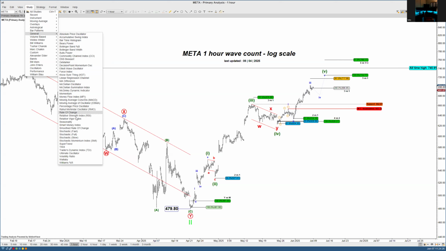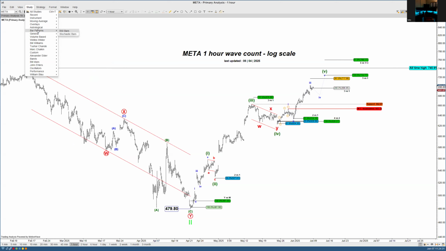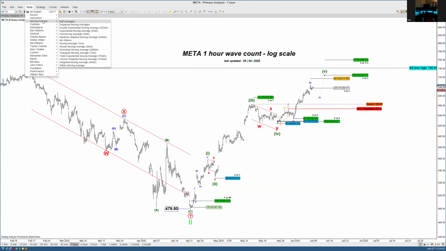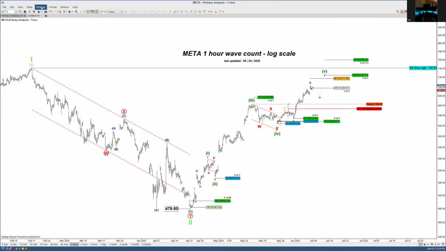Look at this. I don't know how many years I have Motivate. All these different moving averages, instruments. They have strategies here and stuff you can do.